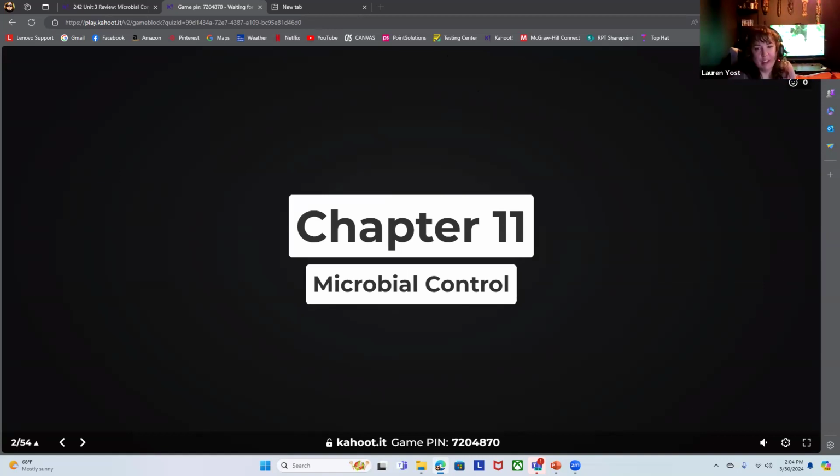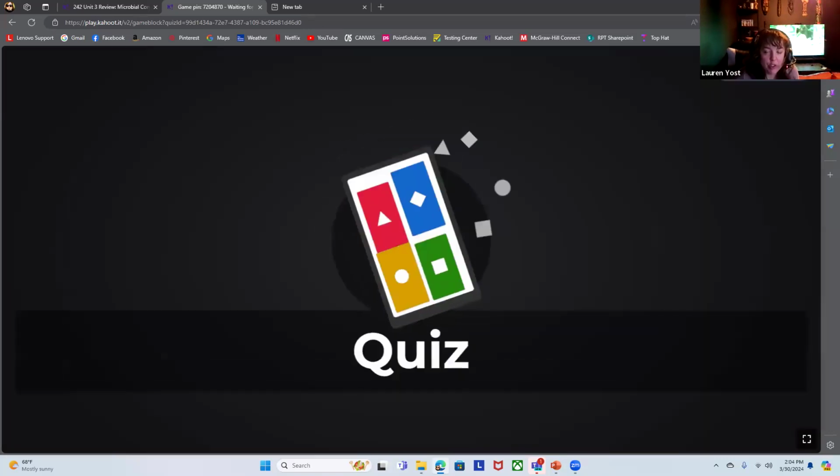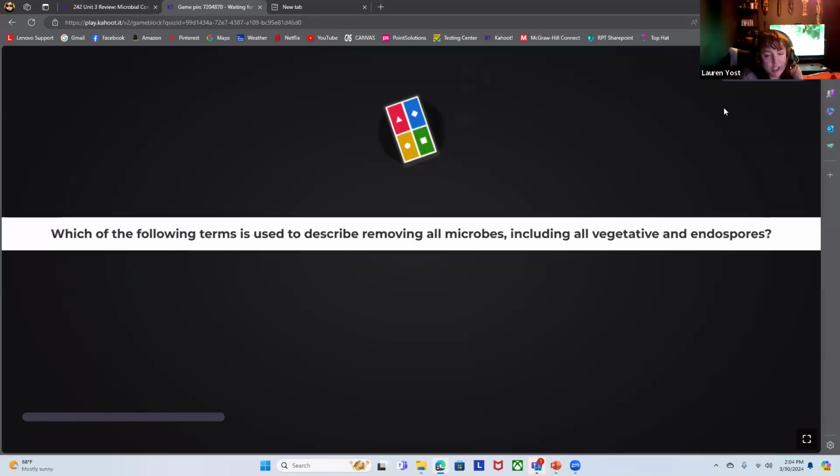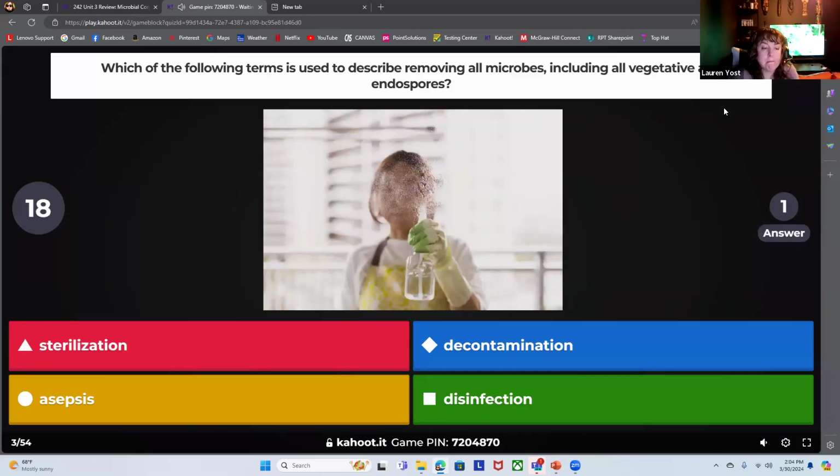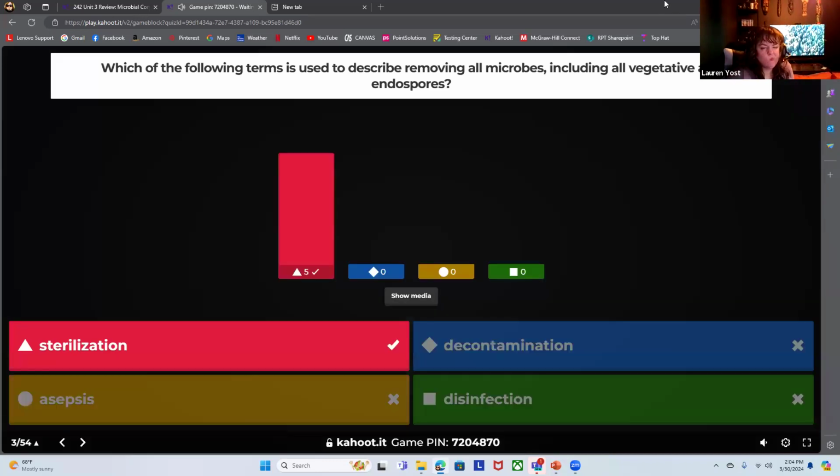So first is chapter 11. This is dealing with microbial control. Which of the following terms is used to describe removing all microbes, including all vegetative cells and the endospores? Right, so this is going to be sterilization. If we were to go through the other terms that were choices here, we know that asepsis is cleaning from living surfaces, disinfection is removing vegetative microbes from non-living surfaces, and then decontamination is mechanical removal of microbes.